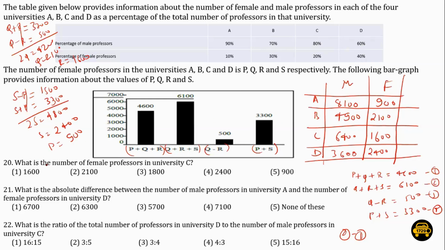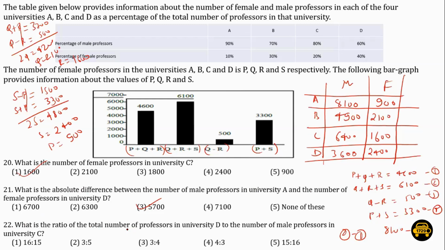Now let's solve the questions. What is the number of female professors in University C? The answer is 1600. The absolute difference between the number of male professors in University A, that is 8100, and the number of female in D, minus 2400. Solving this, we can find out the answer is 5700.